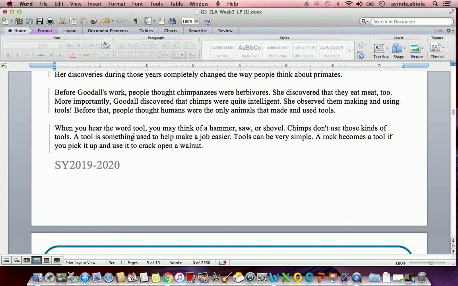When you hear the word tool, you may think of a hammer, saw, or shovel. Chimps don't use those kinds of tools. A tool is something used to help make a job easier. Tools can be very simple. A rock becomes a tool if you pick it up and use it to crack open a walnut. Go ahead and circle, underline, and write a margin note for this paragraph, guys. I'll give you 10 more seconds.